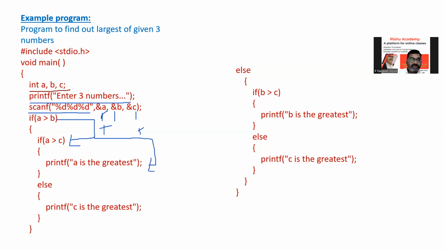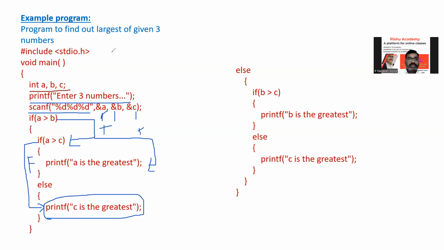Assume that condition 2 is false. Condition 1 is true, condition 2 is false. Then go to the inner else statement. This is false. Second case is condition 1 is true, condition 2 is false. Then what do you have to do? Printf C is the greatest number. That is case 2.